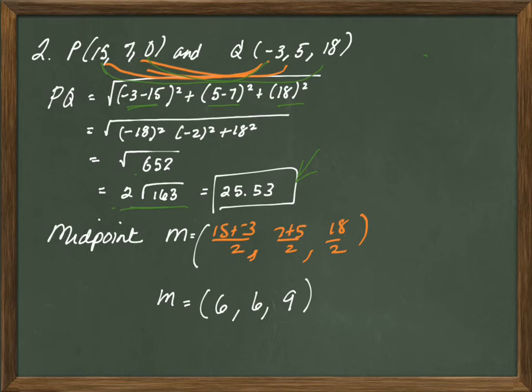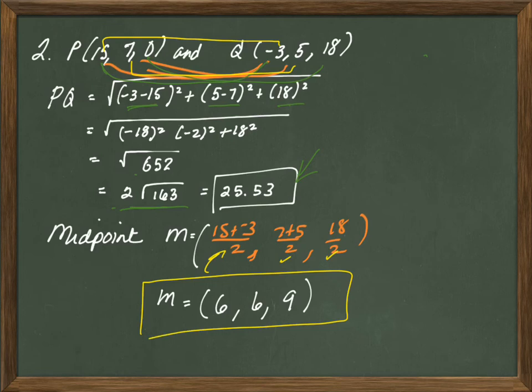And then the midpoint, you would add, so let me get a different color, yellow. You're going to add 15 and -3 and divide by 2 right here, and then 7 plus 5, which is 12, divide by 2 here, and then 18 plus 0, divide by 2. So you get a midpoint of (6, 6, 9). So that was number 2.